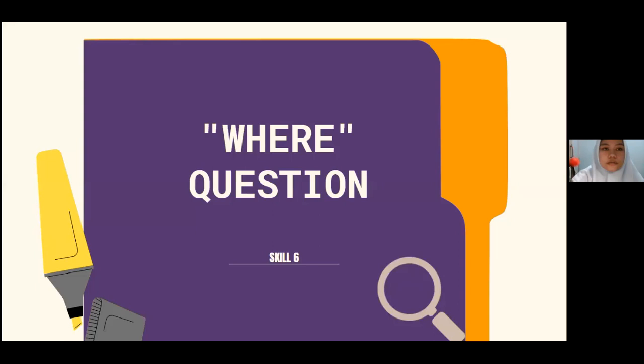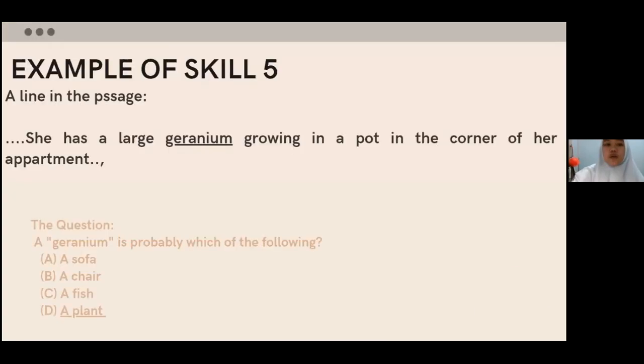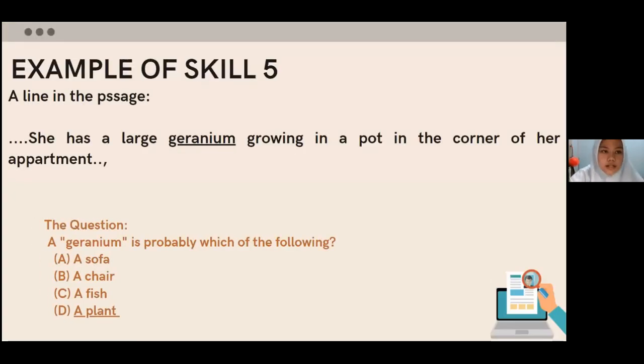So, you can hear the passage. She has a large geranium growing in a pot in the corner of her apartment. And the question is, geranium is probably which of the following? The keywords are in a pot and in the corner of her apartment. So the most suitable answer is D, a plant.